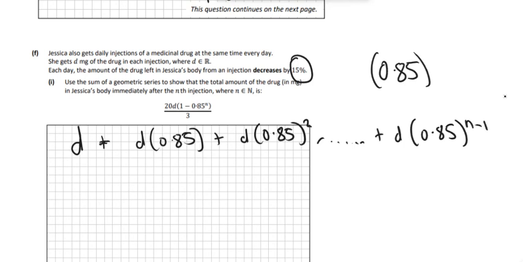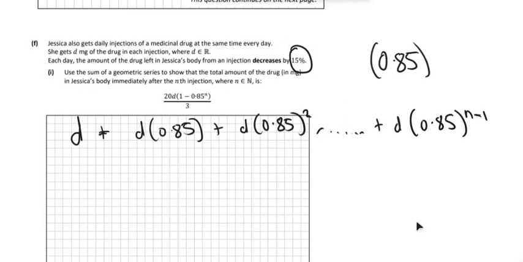So it's exactly the same really, it's just that the parts are different. We've a D instead of a 15, and we've 0.85 instead of a 0.6 like before, because it decreases by 15% this time, but it still forms a geometric sequence. And then it says use the sum of a geometric sequence to show the total amount of the drug in your system immediately after n injections.